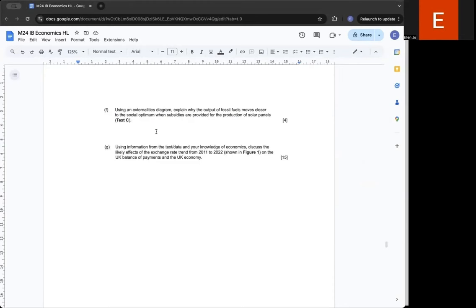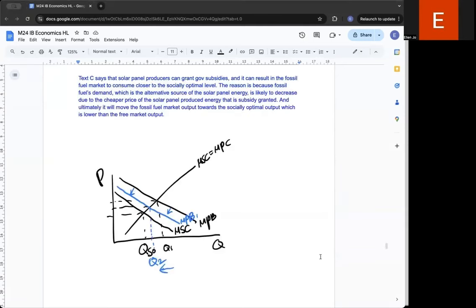F, using an externalities diagram, explain why the output of fossil fuels moves closer to the social optimum when subsidies are provided for the production of solar panels. As a result of the subsidy granted to solar panel producers, it can result in the fossil fuel market moving closer to the socially optimal level. The reason is that demand for fossil fuels, which are an alternative source to solar panel energy, is likely to decrease due to the cheaper price of the subsidized solar energy. And ultimately, it will move the fossil fuel market output towards the socially optimal level of output, which is lower than the free market output level, as you can check from the diagram.